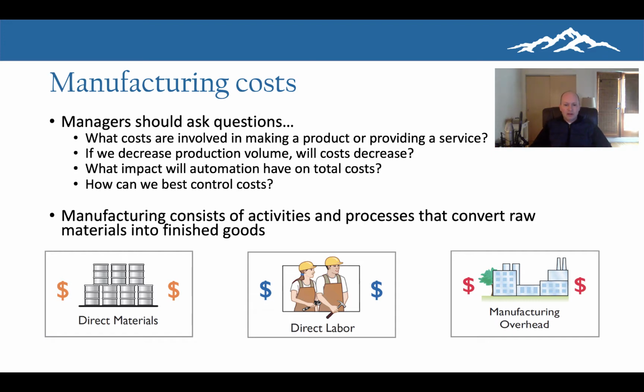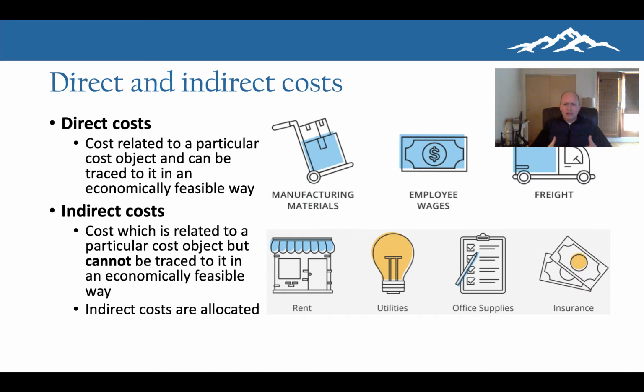So before we look at direct material and direct labor, I want to define direct and indirect costs. This isn't in your book explicitly, and I think it's important to touch on. Direct costs are related to a particular cost object, and they can be traced to it in an economically feasible way. And a cost object can be different depending on what your company is. The cost object is the thing you're making or the thing you're doing. So it's a product or a service or a customer.